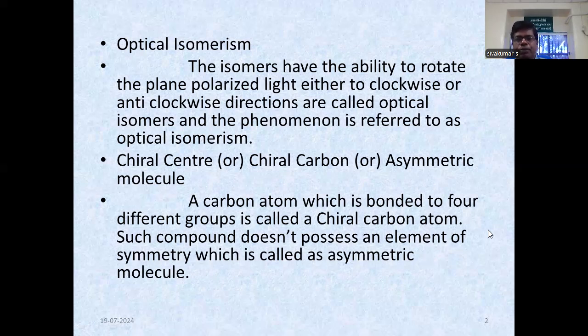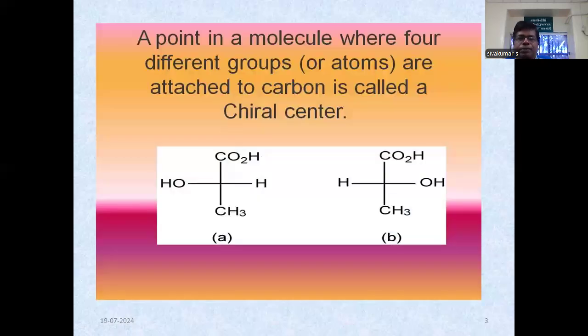For a compound to exhibit optical isomerism, a chiral center is needed. So two conditions are required by a compound to show optical isomerism. The first is a chiral center, or the presence of a chiral carbon or asymmetric center. So what is a chiral center?